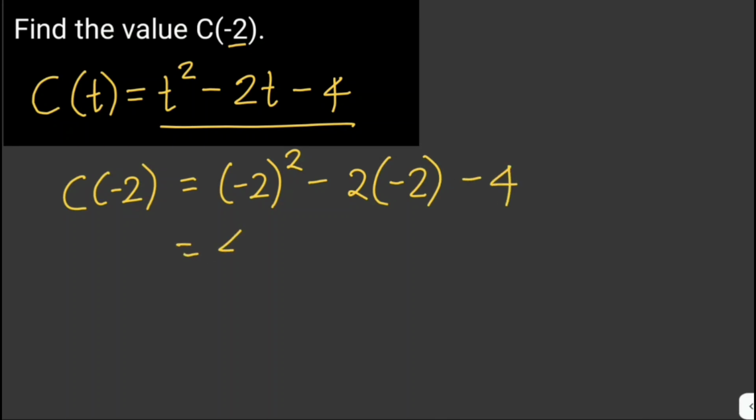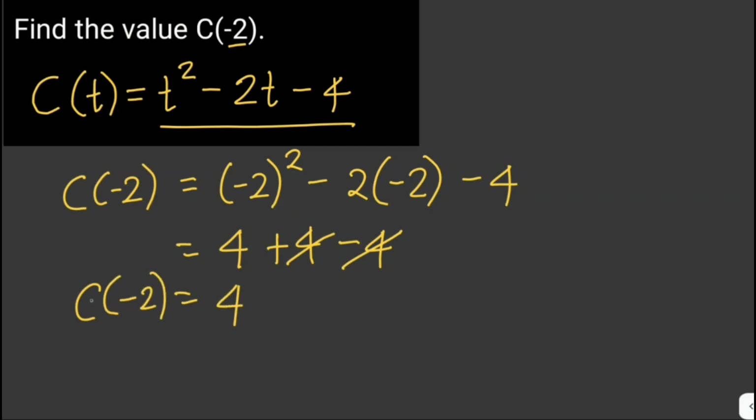Negative 2 squared is just positive 4. And then negative 2 times negative 2 is just positive 4, minus 4. This cancels out because 4 minus 4 is 0. Therefore, c of negative 2 is just equal to 4.